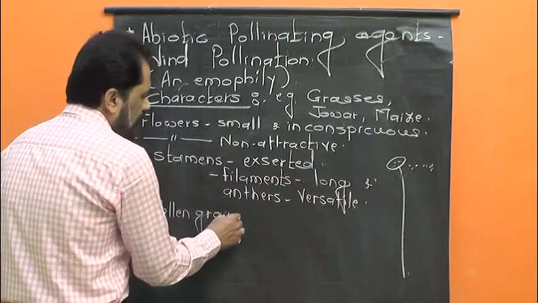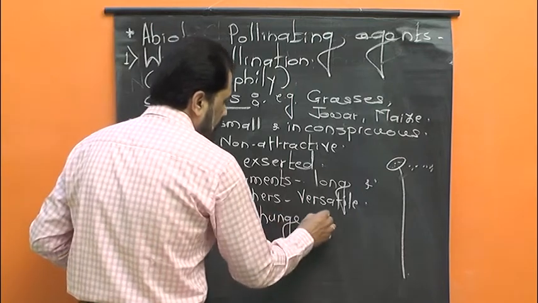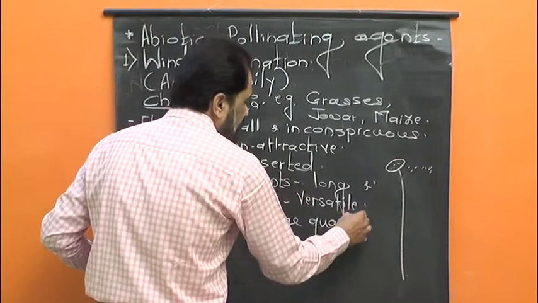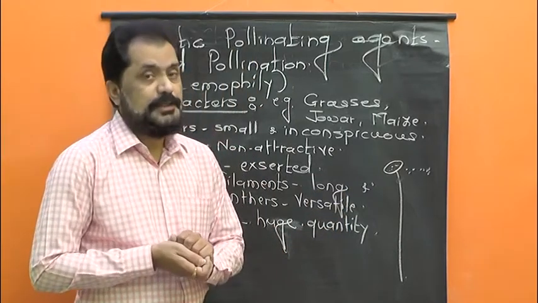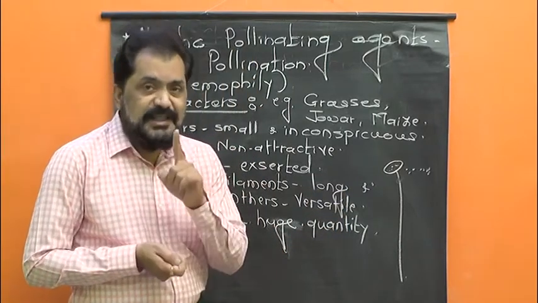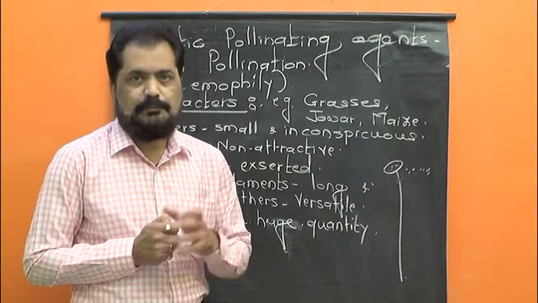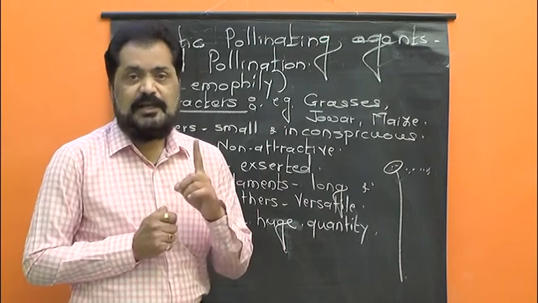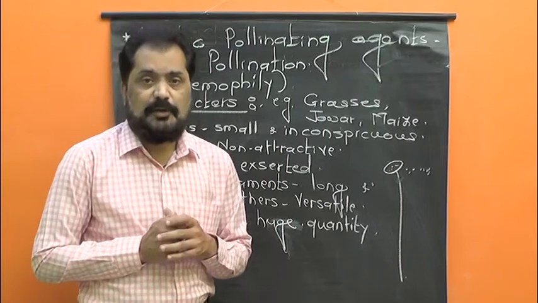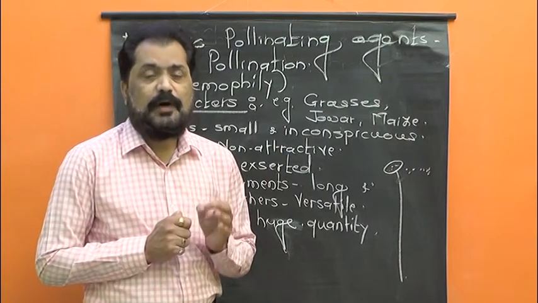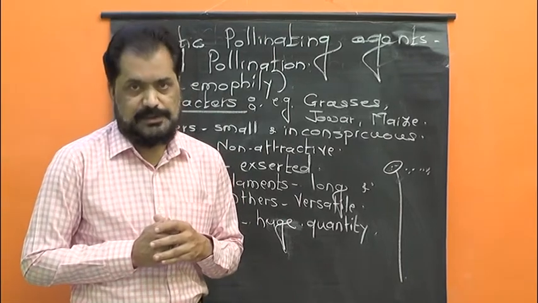The pollen grains are produced in very large numbers, in huge quantity. I would like to give an example. A single flower in the cannabis plant, cannabis, do you know? Bhang. A single flower of the cannabis plant produces more than 5 lakh pollen grains. 5 lakh pollen grains.